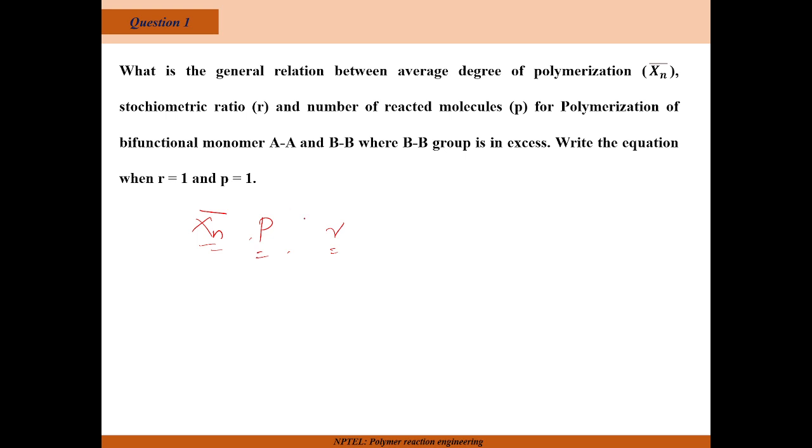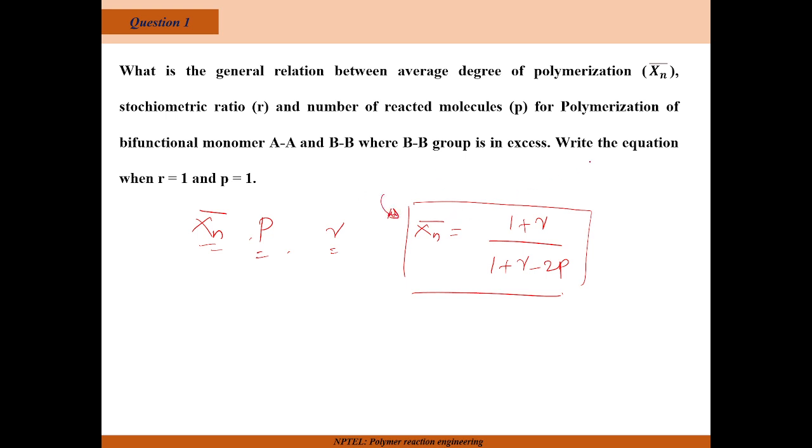Let me discuss the answer. The relationship is as follows. Xn bar is related to R and P as Xn bar equals 1 plus R divided by 1 plus R minus 2P. This is the basic relationship between Xn bar, P and R. The first question is to write this relation.